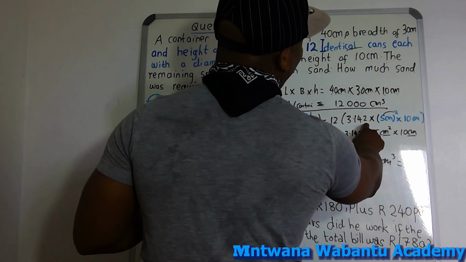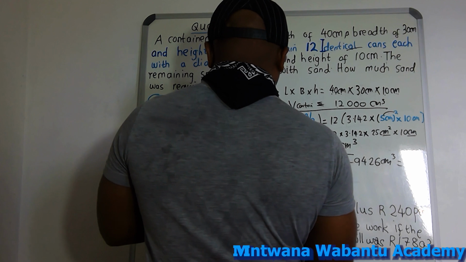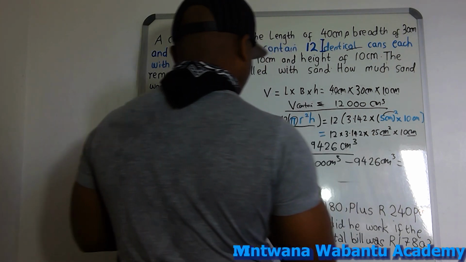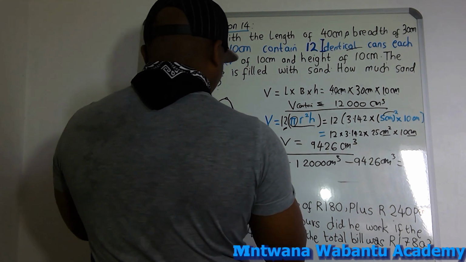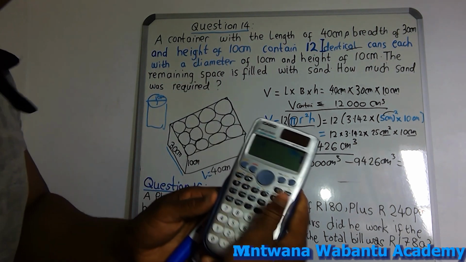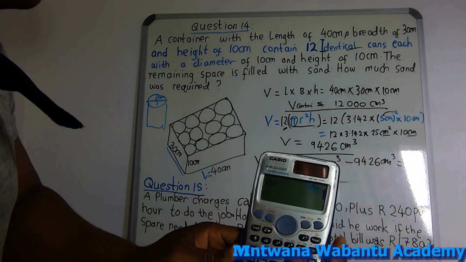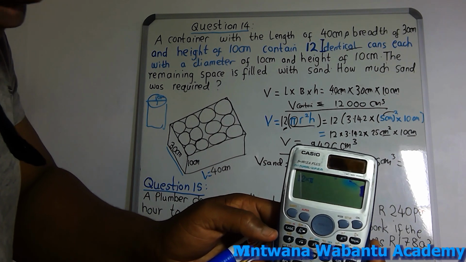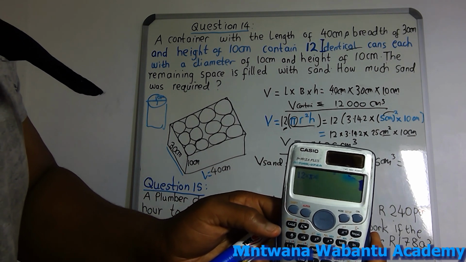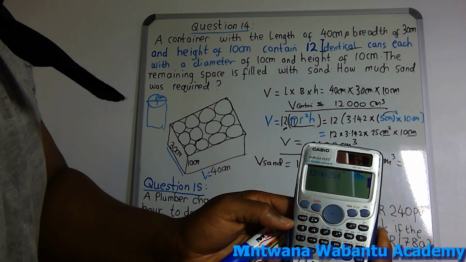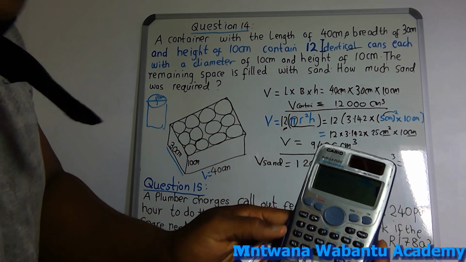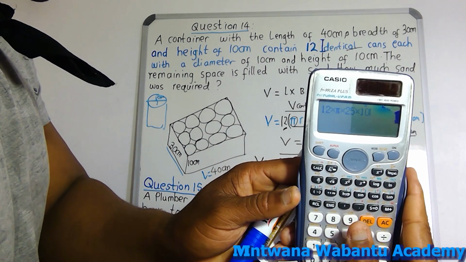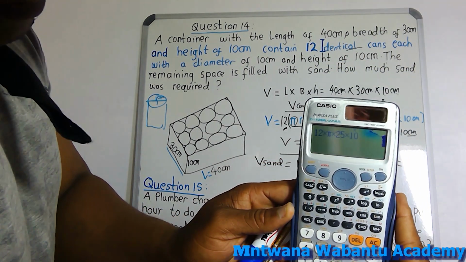You can plug this into the calculator as a pi. If you have a calculator, multiply as a pi. Okay, just a second. If you plug this in as a pi, say 12 times. See, 12 times. Let me show. 12 times, shift pi. See, shifted pi, and then you multiply by 25, and then you multiply by 10. I'm trying to get the volume of those cans, 12 of them.